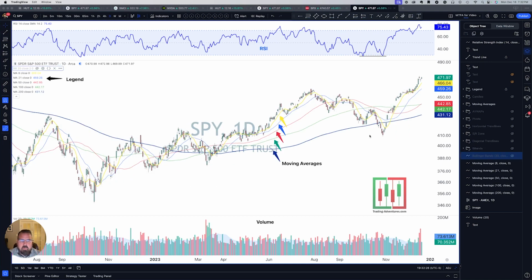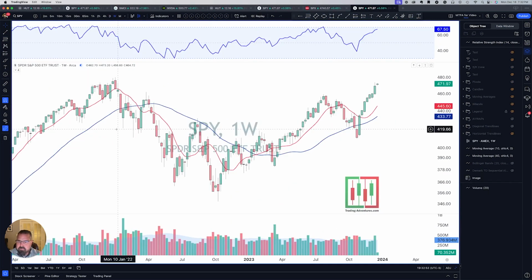Now we'll take a look at one of the most popular and simple indicators on any chart, and that's a simple moving average. I use 5 different moving averages on my daily charts: an 8, a 21, a 50, a 100, and a 200-day moving average, and they're all color-coded for easy identification. If I look over to a weekly chart, you'll see this is a 10-week and a 40-week moving average. 10 weeks divided by 5 days in a week, that's roughly the same as the 50-day moving average, and same with the 200-day and the 40-week moving average.